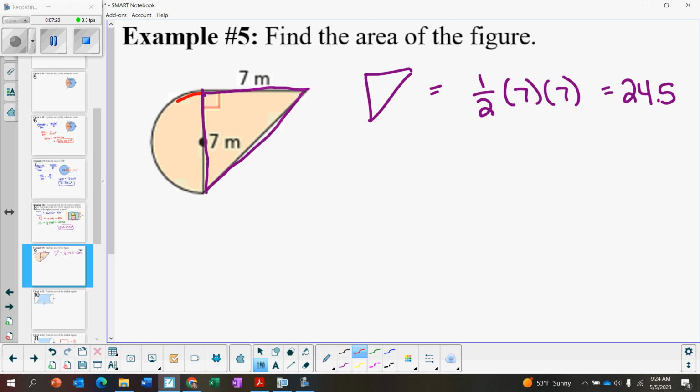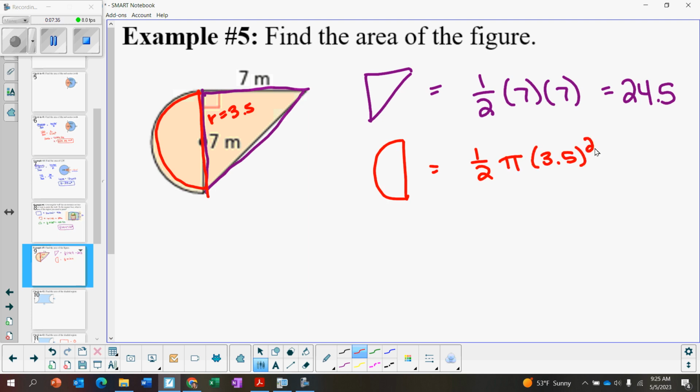Then I have my semicircle with a radius of 3.5. So for my semicircle, we're going to find half of the area of a regular circle, which is pi r squared. So we actually get about 19.24 here. So the area of the whole shape is these two combined. So I get a total area of 43.74 meters squared.